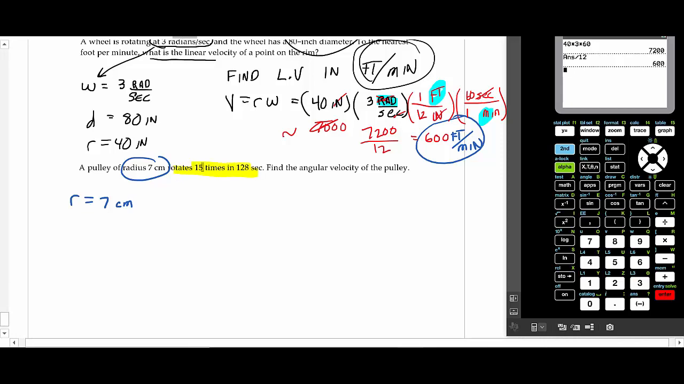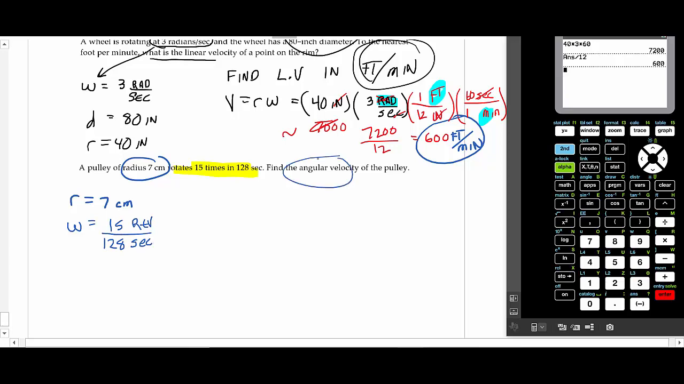Okay, now here's the key. It rotates 15 times in 128 seconds. I just gave you something. Did I give you an angular velocity or did I give you a linear velocity? It's angular, because anytime it's telling you how many times you rotate in a unit of time, that's an angular velocity. And what is the letter for angular velocity? Omega. So what we write down is omega equals 15, and it's implying that it's 15 revolutions in 128 seconds. Okay, like that.